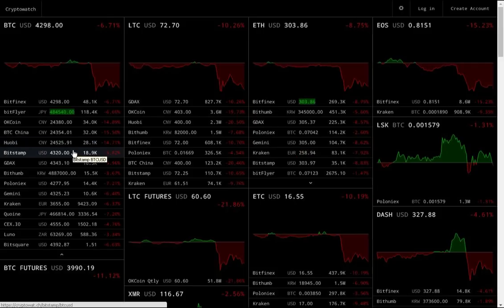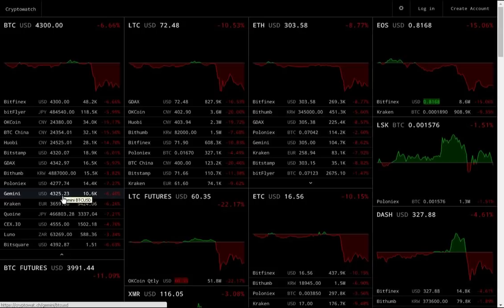How do you take advantage of a situation like that? Well, you can't unless you have fiat on the exchanges you want to arbitrage. So I recommend splitting your capital for that reason. The second reason I recommend splitting your capital is because you're going to want to put limit orders on multiple exchanges on multiple cryptocurrencies. Let's discuss that in a little bit more detail.